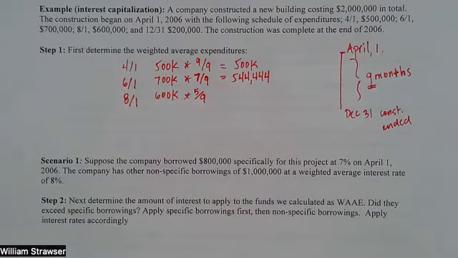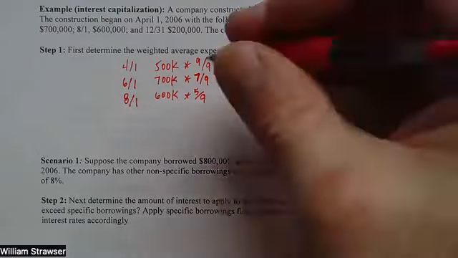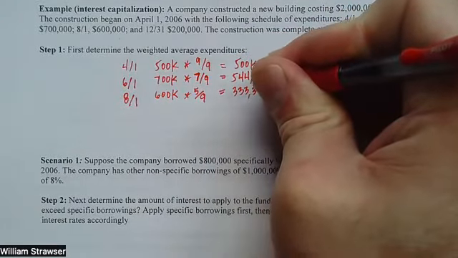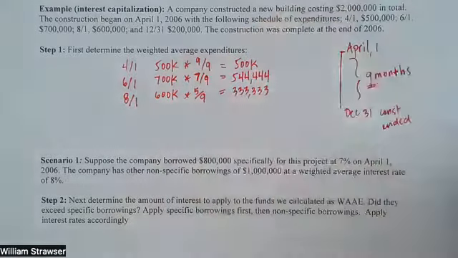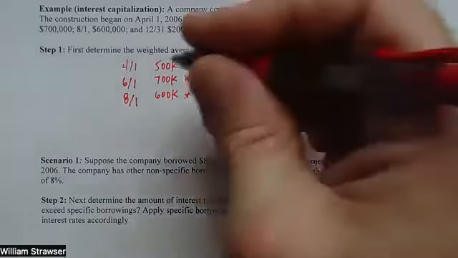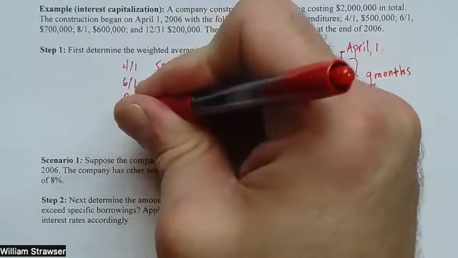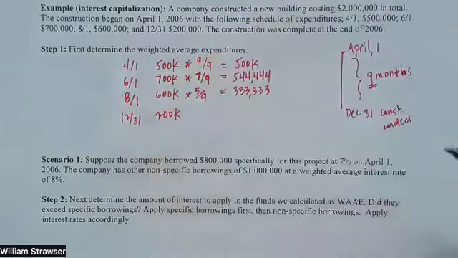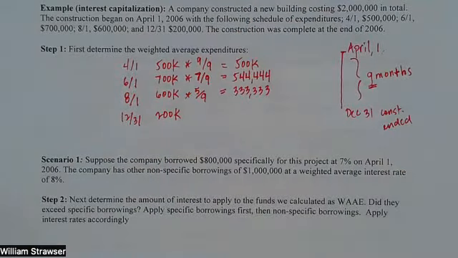So 600 times 5 divided by 9. A lot of repeating digits here: 3, 3, 3, 3, 3, 3, 3. We got 1231. This was spent on the very last day of construction. It was not outstanding for any appreciable amount of time.